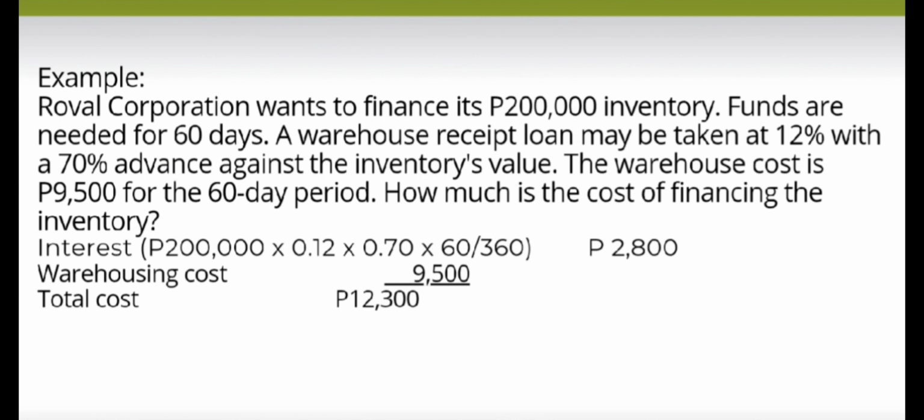Makikita natin dito sa baba, 200,000 times 0.12 times 0.70 times 60 over 360. Dadagdag din natin ang warehousing cost na 9,500. Ang magiging total cost niya is 12,300.